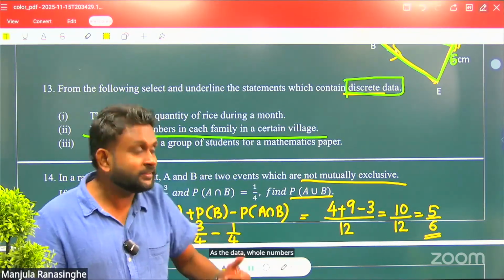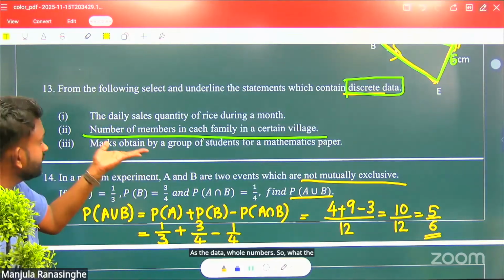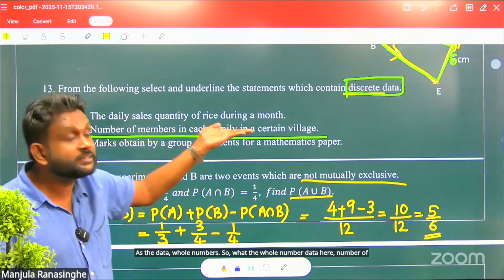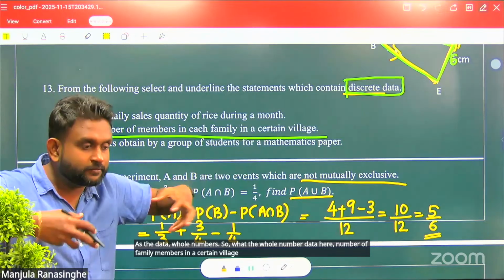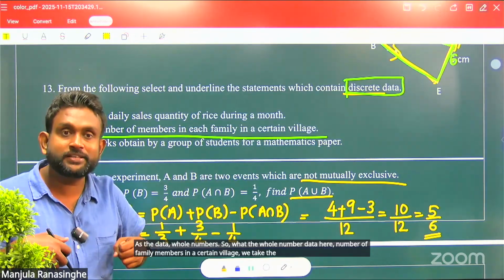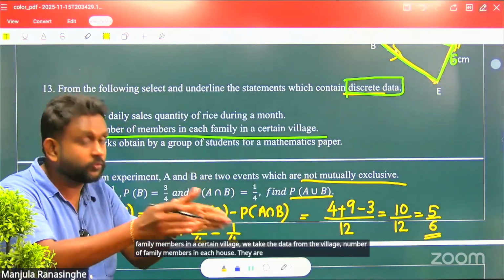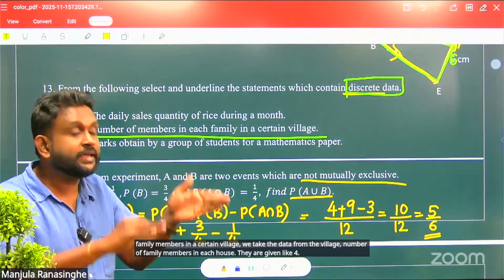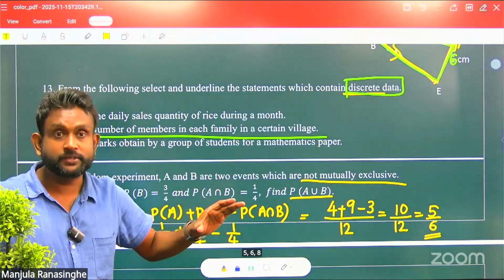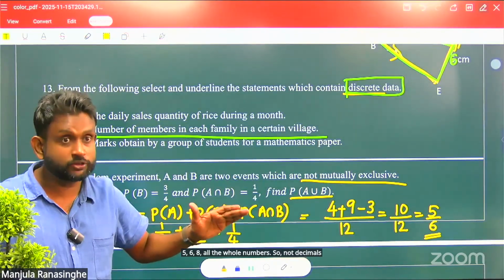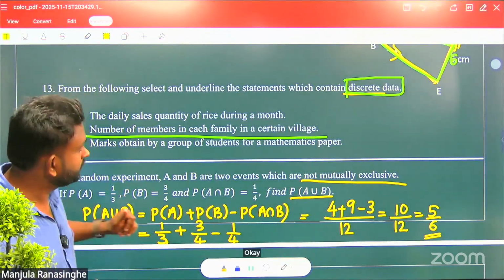So what is the whole number data here? Number of family members in a certain village. We take the data from the village, the number of family members in each house. They are given like 4, 5, 6, 8, all whole numbers. So not decimals there. That's the logic. Okay.